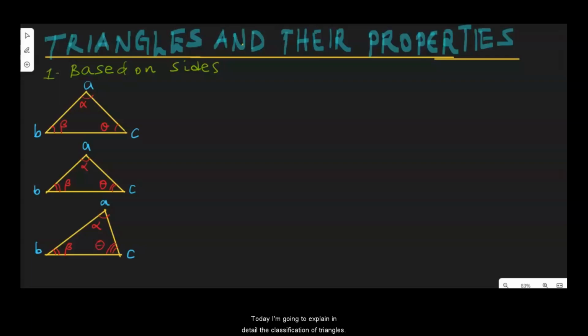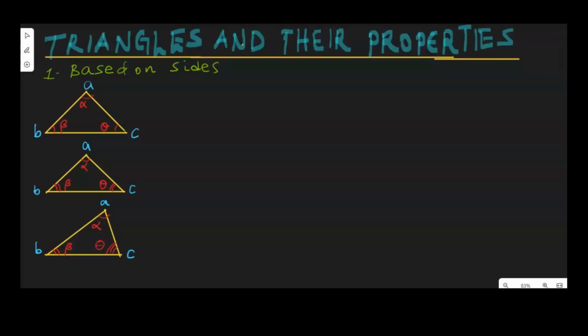Today I'm going to explain in detail the classification of triangles, the relationship among each type of triangle, and do some basic calculations. So let's get started. The general definition of a triangle is categorized into two major categories. That means based on its sides and based on angles. So let's first see classification of triangles based on sides.